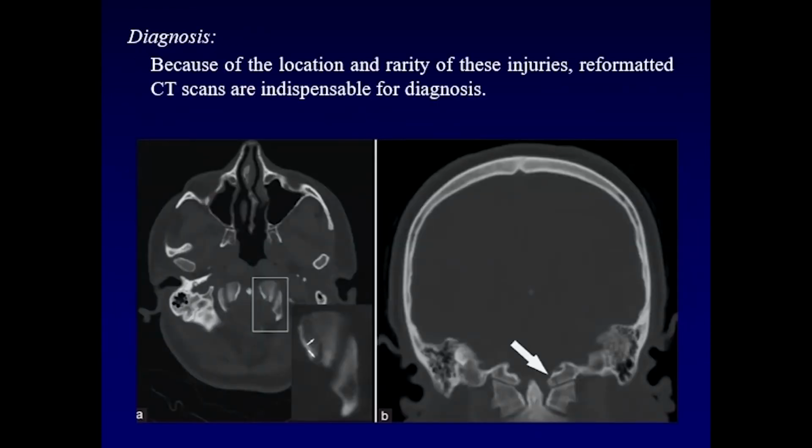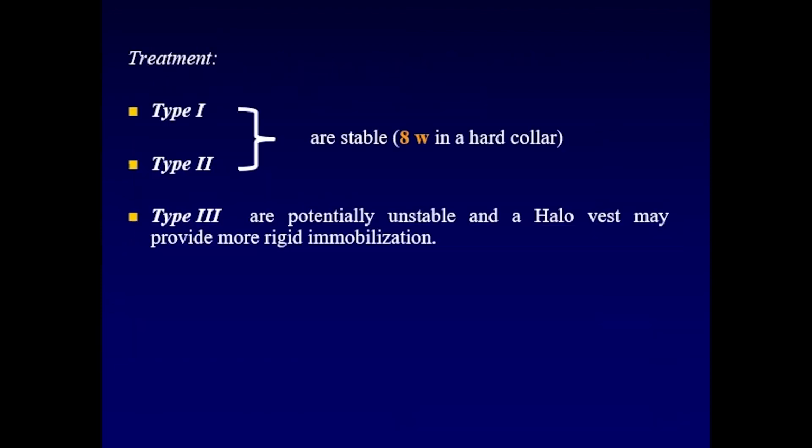Because of the location and rarity of these injuries, they are difficult to diagnose, and you will need a reformatted multi-slice CT scan to be able to detect them. Treatment of type 1 and type 2 is conservative because they are stable injuries. They need 8 weeks in a hard collar. Type 3 are potentially unstable and need a halo vest to provide more rigid immobilization.